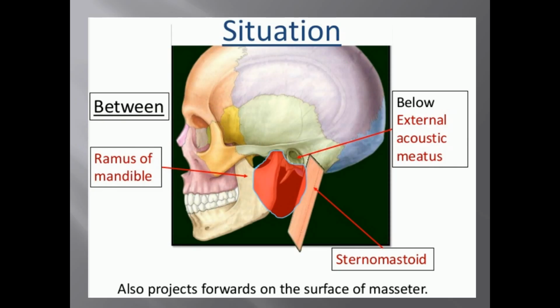So this is the ramus of the mandible. This is the external acoustic meatus. This is your sternocleidomastoid muscle. This is the superficial part, which is located in front of the ear, and this is the deeper part, which is located behind the ramus of the mandible.